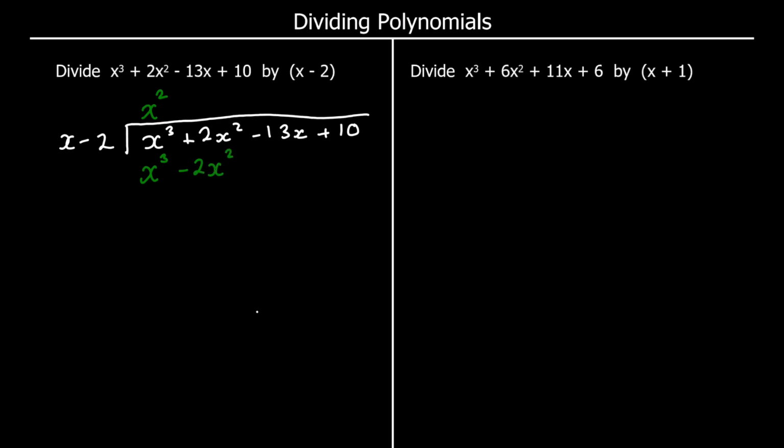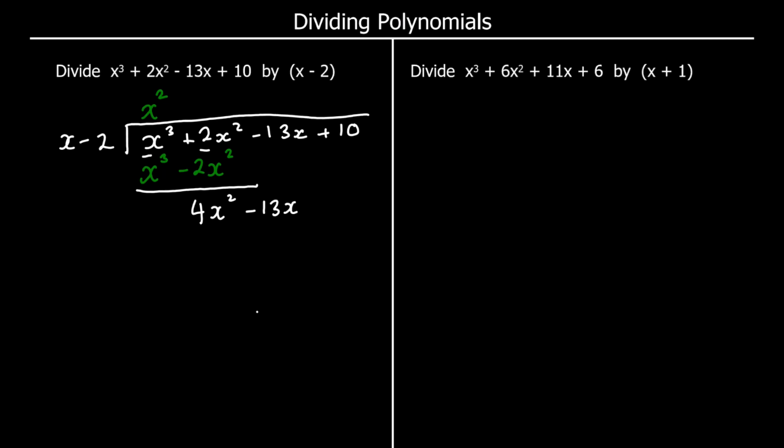X squared times negative 2 is negative 2x squared. The next step is taking away. So I'm going to write a minus minus. X cubed take away x cubed is nothing. 2x squareds take away negative 2x squared. So 2 minus minus 2, that's 4. 4x squareds. Then I'm going to bring down the next term, the 13x.